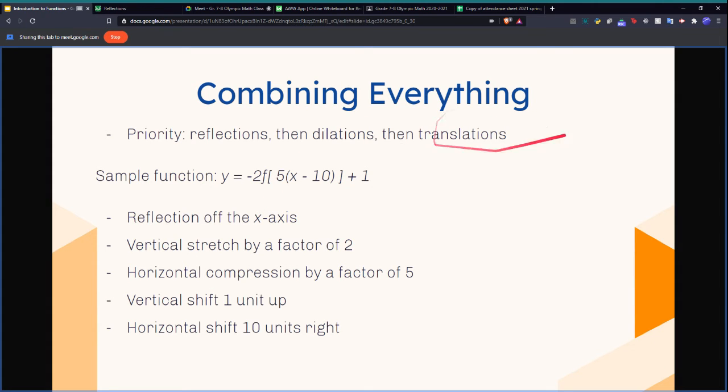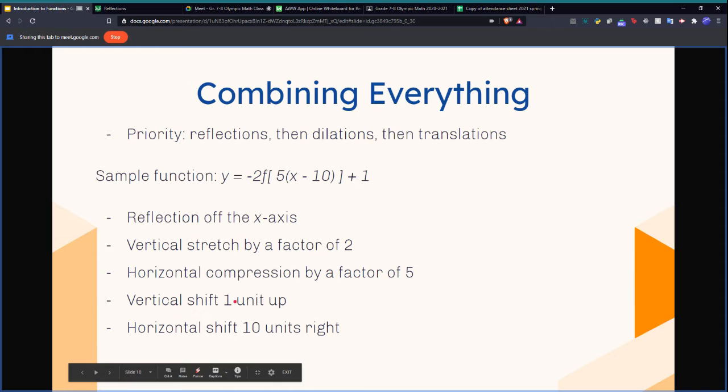Now let's look at our translations. That's our final thing. The translations would be caused by this +1 here, and also this -10 over here. Also, just to note that you have 5 times x minus 10, you do not expand that. You want to keep it in factored form. And your horizontal translation would be whatever is inside the brackets. So you want to factor out the x coefficient always when you want to find your horizontal shift.